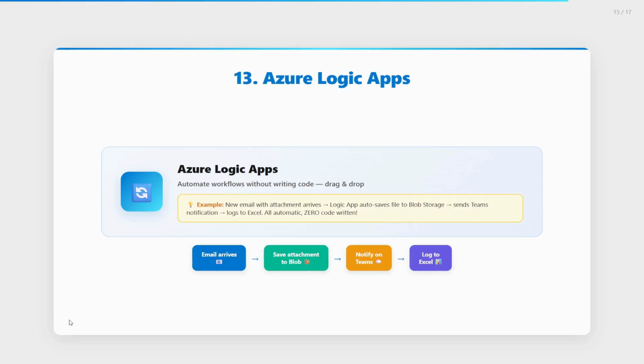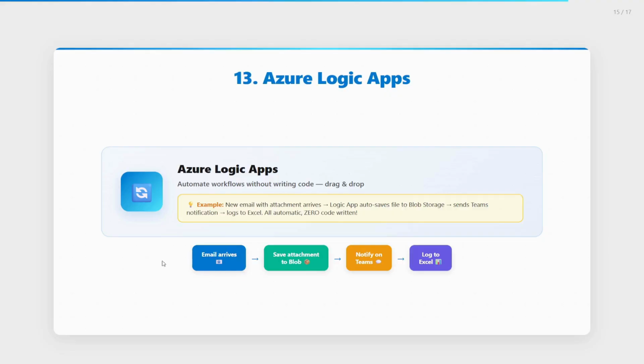So suppose the HR team receives resumes via email, right? They can create a Logic App workflow: if a new email arrives with an attachment, then save the document in Blob storage. After that, they can notify on Teams and log to Excel. Such kinds of features they can create with Azure Logic Apps.